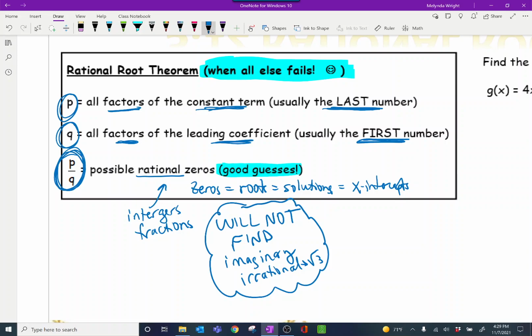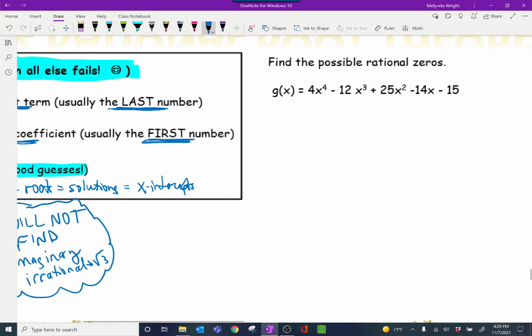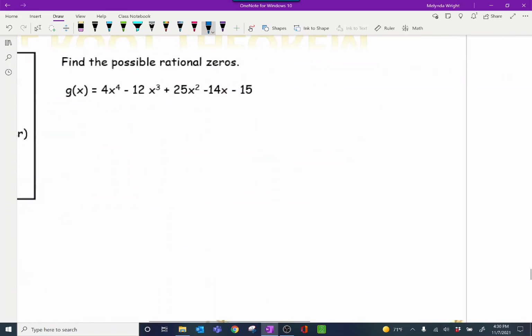So let's talk about first, how do we find all the possible rational zeros? Our directions are just to find the possible ones, not to actually solve it, but to just find what is possible. So the constant, or the last number if we're in standard form, is P. The leading coefficient, which is the number in front of the highest exponent, in this case the 4th power, is Q. And so what we do is we list all the factors of P and Q.